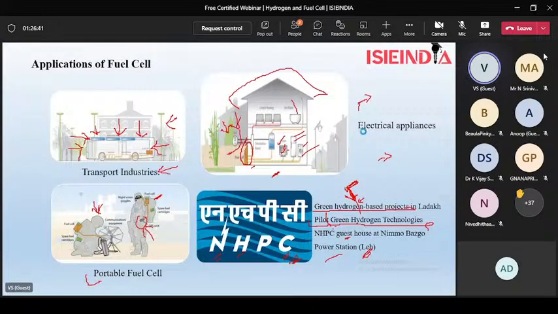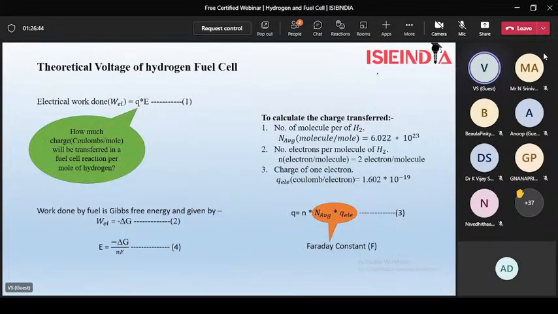Now I will be talking about the theoretical voltage. Till now we have seen the history of hydrogen and fuel cell vehicles. I talked about some of the fuel cell vehicles and different types of fuel cells, and we have seen the efficiency calculation. Now we will see the theoretical voltage of the hydrogen fuel cell.